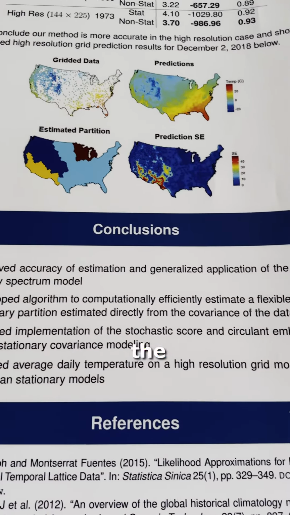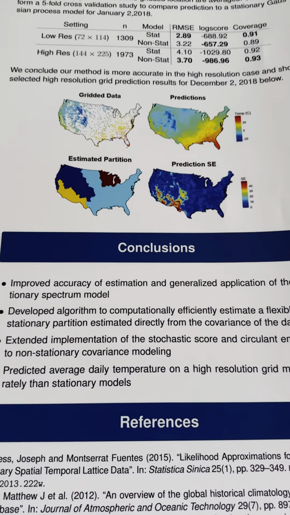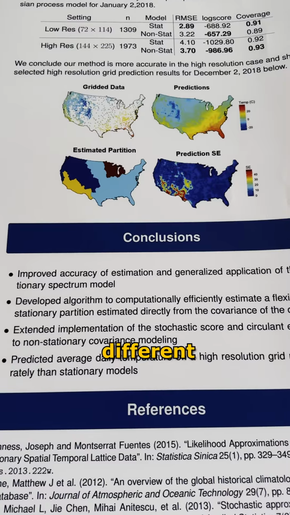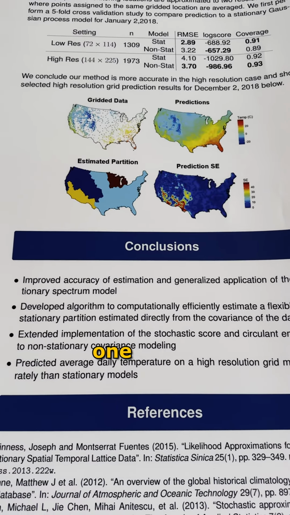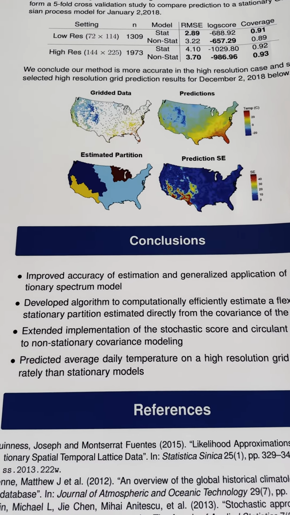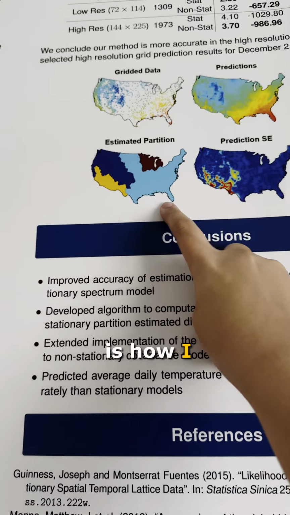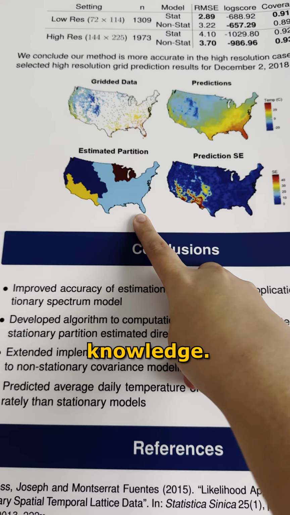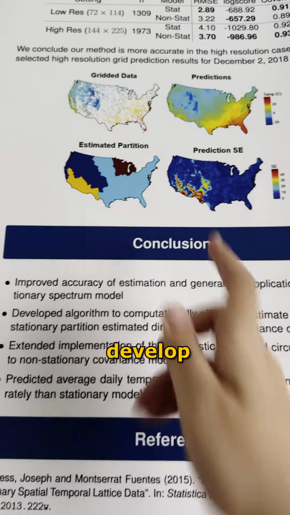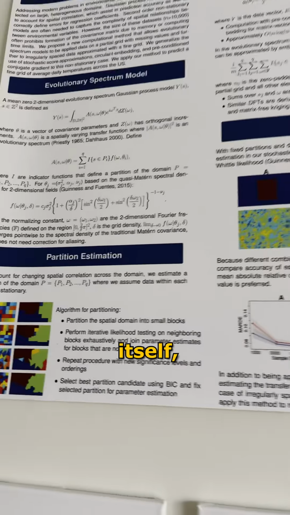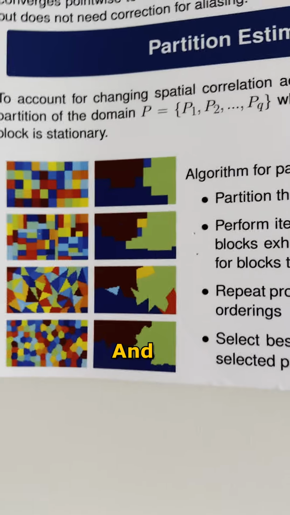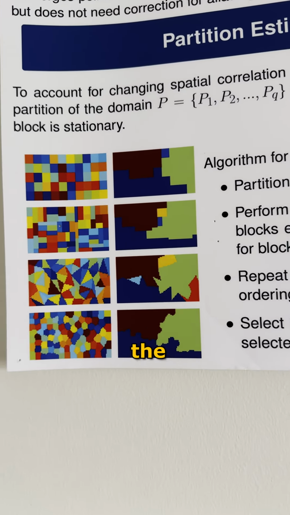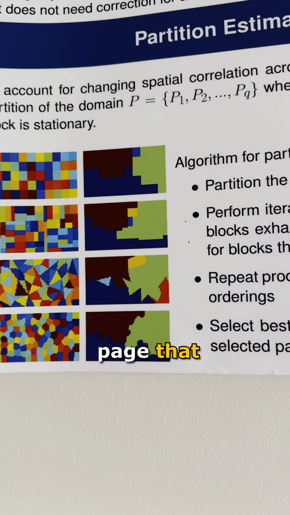But the problem is that the United States is not all flat. Some of it is hilly, some of it is not. It behaves very differently in different climates. So one model wasn't really working overall. You needed to chunk it up, and this is how I ended up chunking it up. I didn't want to do this randomly or by my knowledge, so I developed an AI algorithm that did this itself. And this sort of partitioning method is what inspired the coloring page that you see.